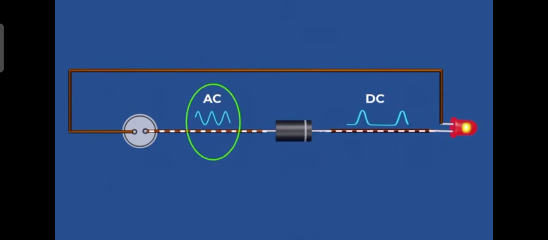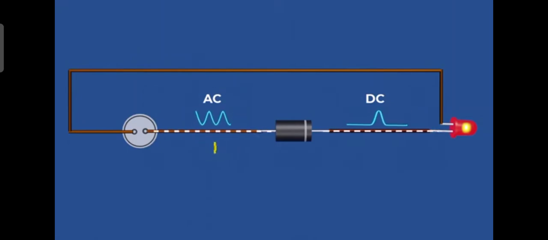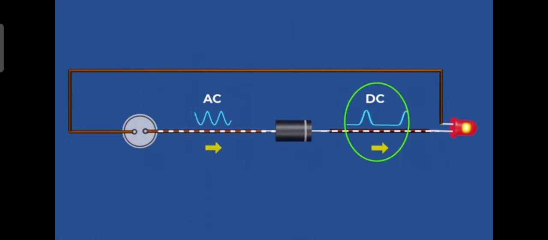In an AC circuit, the current periodically reverses direction, whereas in a DC circuit, the current flows in only one direction.